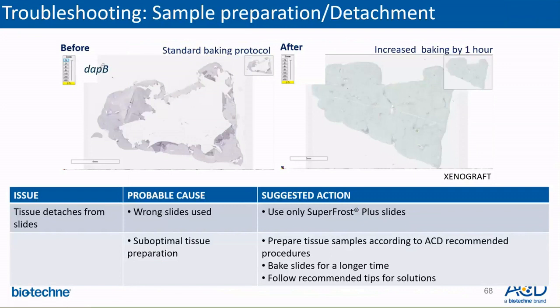To address tissue detachment issues, we recommend using SuperFrost Plus slides. If your samples are not adhering to the slides properly, the likely causes may be the ones listed here. We have found that adding an additional baking step can help mitigate this issue. These apply to all assay types.